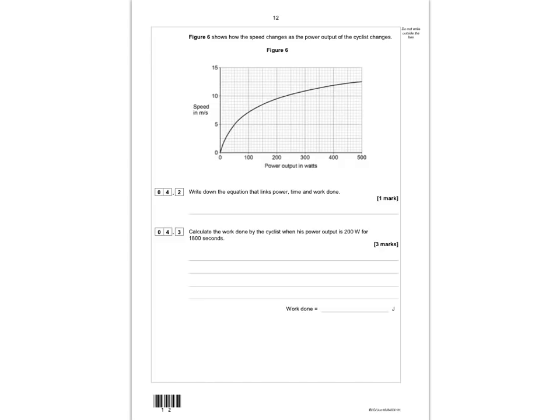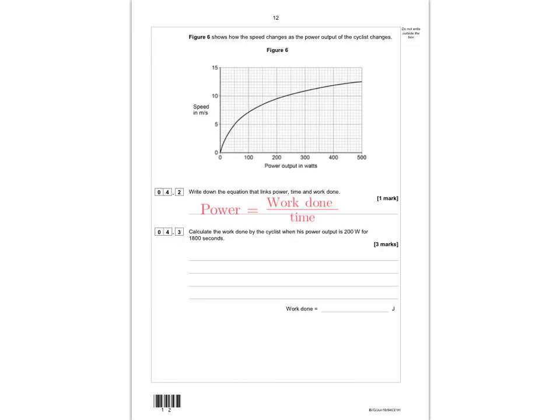Moving on to this next part of the question where it's giving you figure 6, and on figure 6 we've got speed in meters per second versus power output in watts. In which to write down the equation that links power, time and work done. So you should know that power is equal to work done over time. So on screen now is the correct equation that power is work done over time.